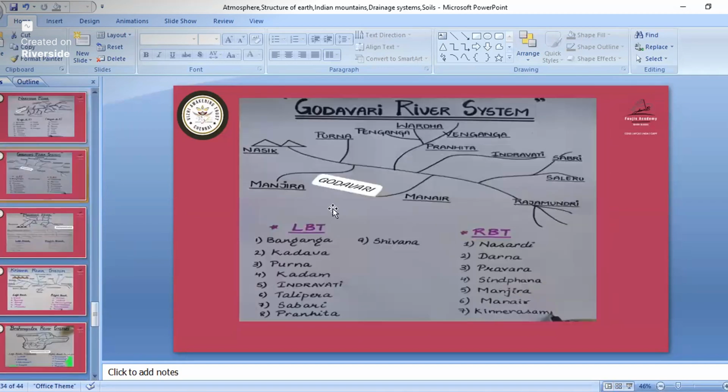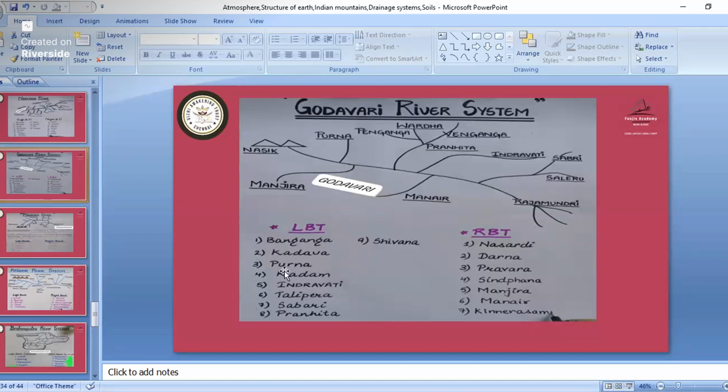In the Godavari river system, the main river flowing here is Godavari, and all the others are tributaries. The left bank tributary of Godavari is Banganga. About Banganga you must know, because in the serious exam they might give options like a tributary of Ganga, and among those options they might give Banganga. If you don't know it is a tributary of the Godavari river system, then you might get the wrong answer. So left bank tributaries are Banganga, Purna, Indravati, Talipera.